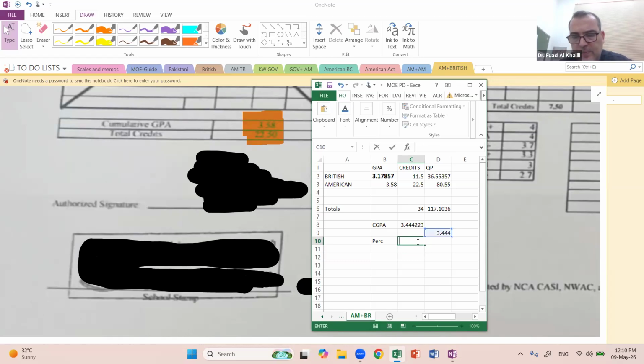I'll repeat it again. How do we calculate the percentage from GPA? We open parentheses, the GPA plus 1, we add 1, multiplied by 20. 88.88%. Dr. Fuad, I have a question regarding the British school, the calculation of.